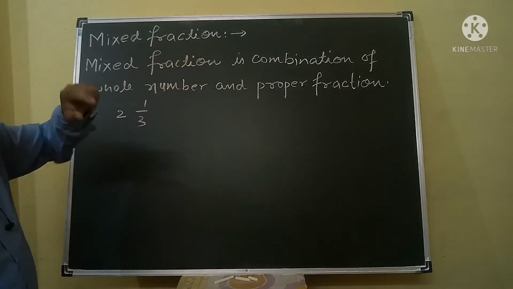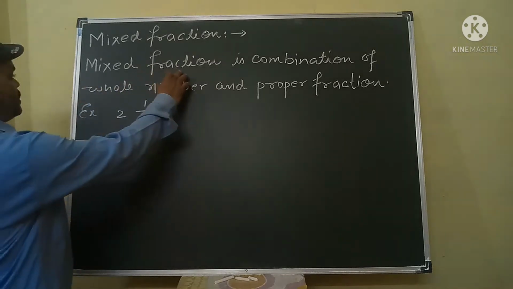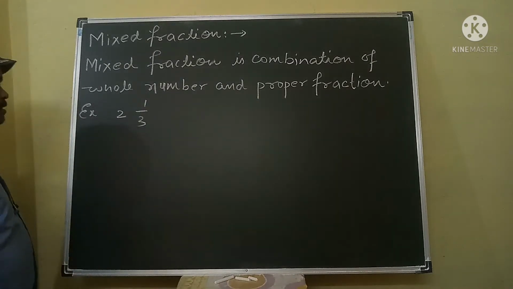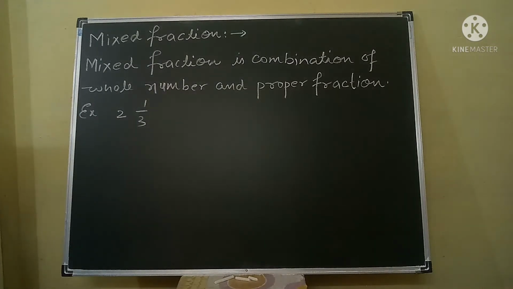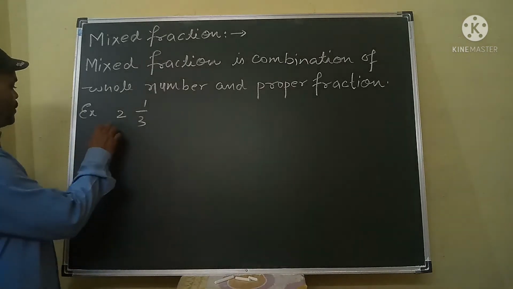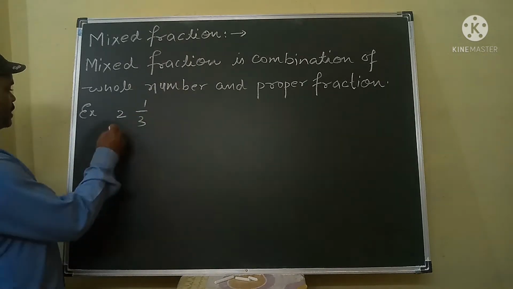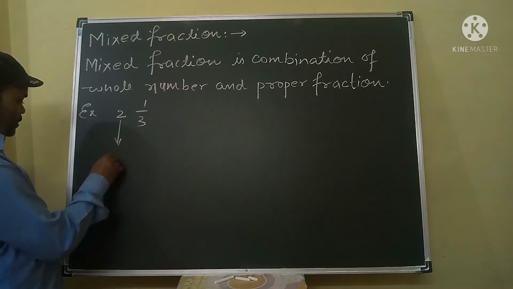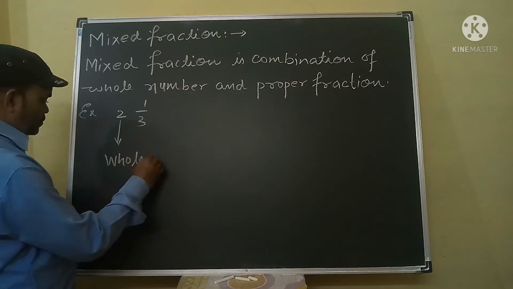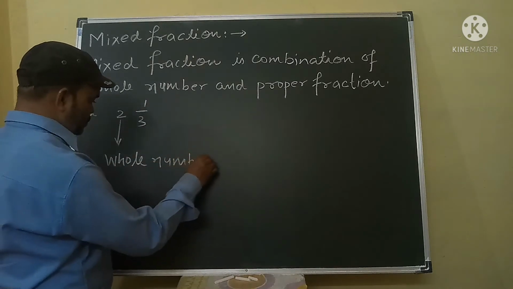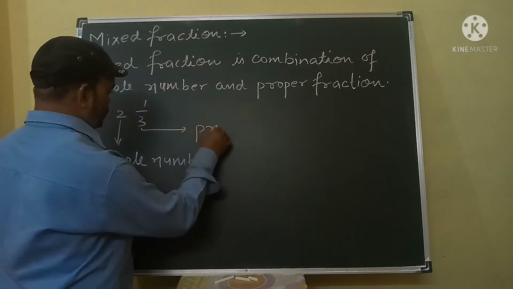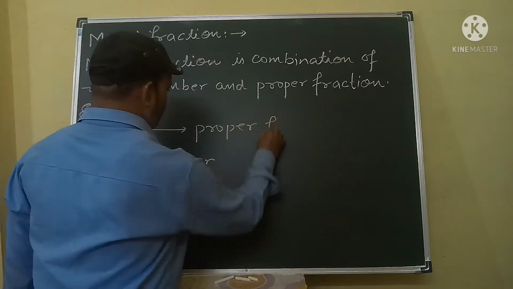Now your next topic is mixed fraction. What is the meaning of mixed fraction? A mixed fraction is a combination of a whole number and a proper fraction. For example, 2 and 1 upon 3. In 2 and 1 upon 3, 2 is the whole number and 1 upon 3 is a proper fraction.